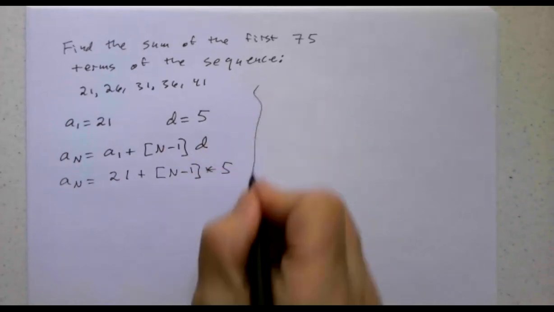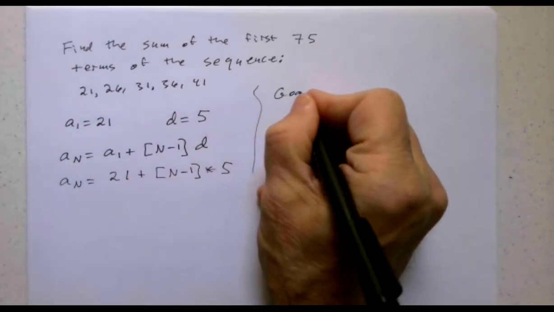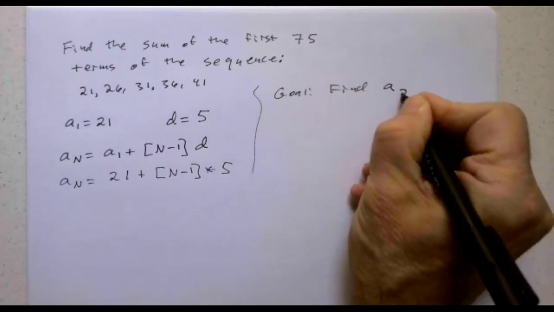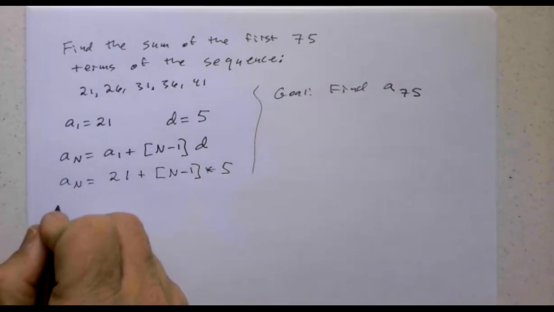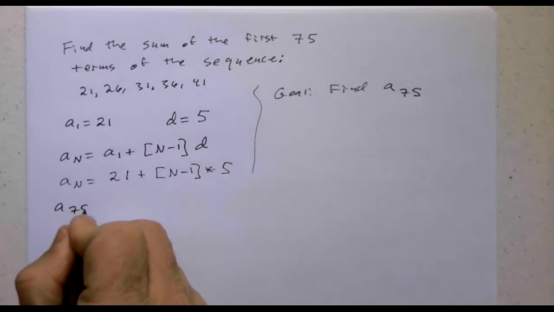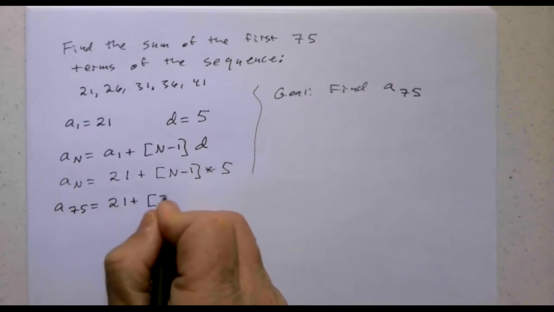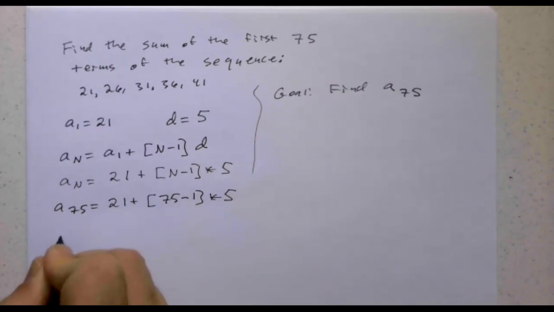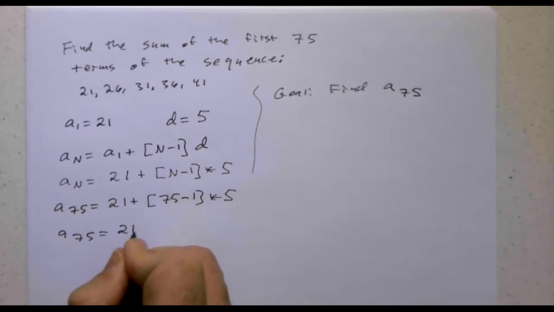Now I'd like to know what the last term is, so I need the 75th term. Goal: find a sub 75. What's the 75th term in that list? Well, we plug that in here to see what we get. A sub 75 is 21 plus 75 minus 1 times 5.